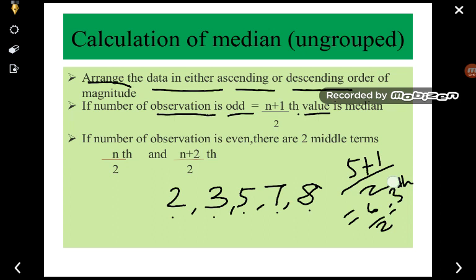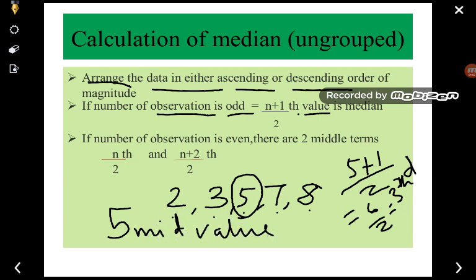So the third value. So what is the third value? It shows the position. The third value, that is 5, is the mid value. So 5 is the mid value. This 5 divides the series into two equal halves, that is equal series. Right from the 5 we can find out the two values towards the left side and two values towards the right side.